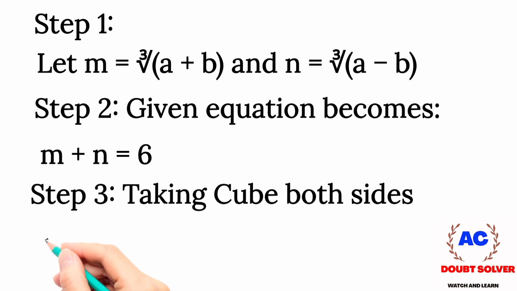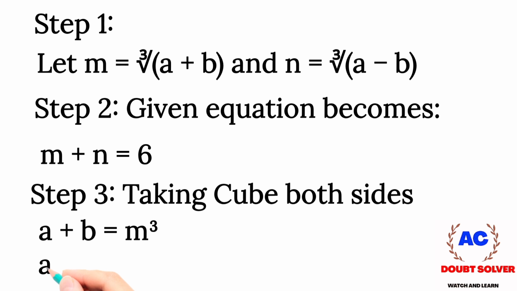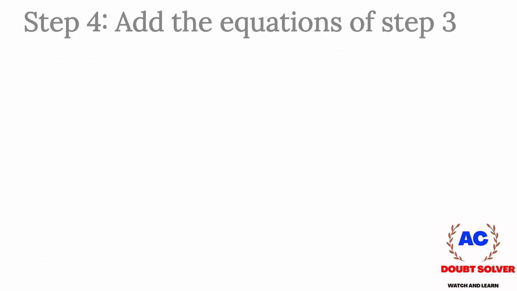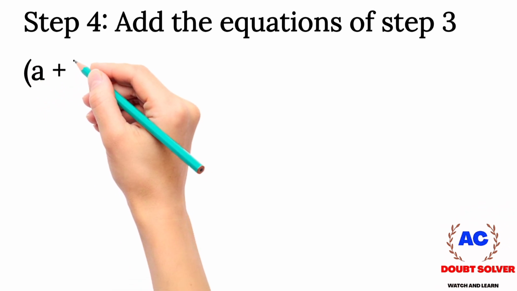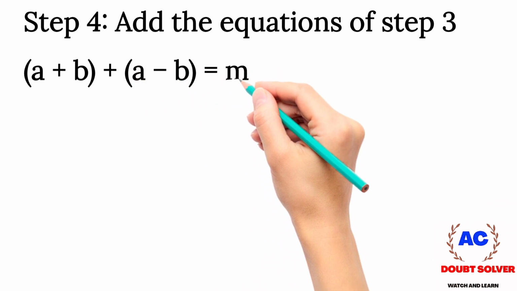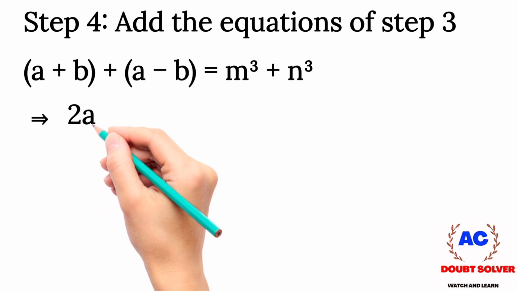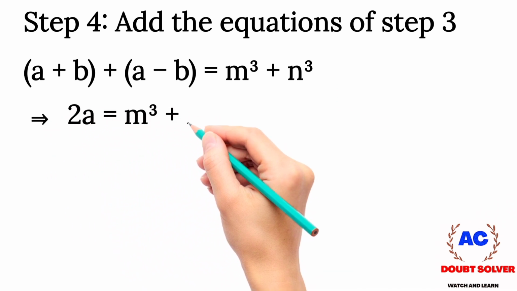Now the next step is taking cube on both sides of the step 1 equation. So we have a plus b is equal to m cube and a minus b will become n cube. Now the next step is to add the equations of step 3. So we get a plus b plus a minus b is equal to m cube plus n cube. So here plus b minus b will cancel. So a plus a is 2a is equal to m cube plus n cube.